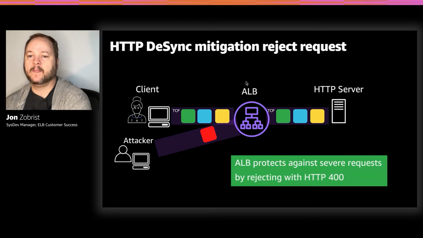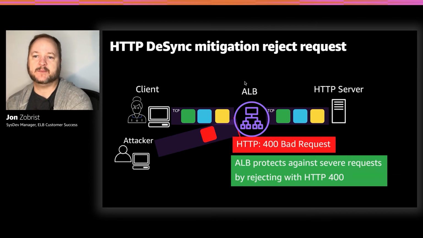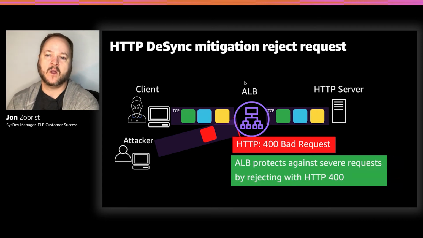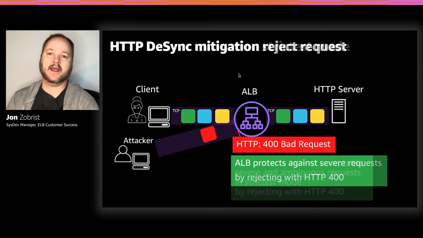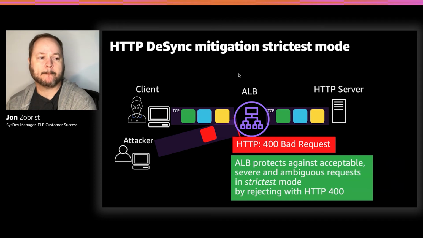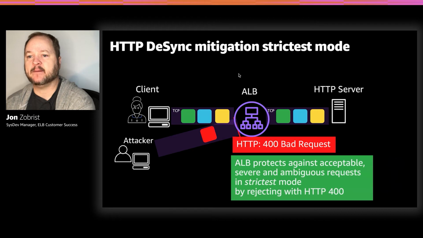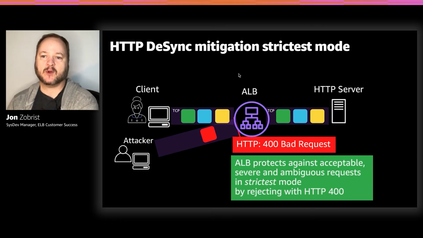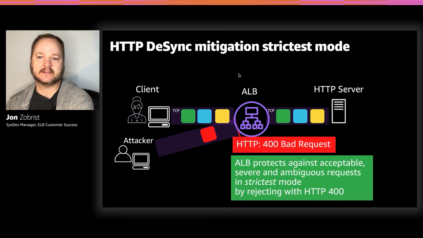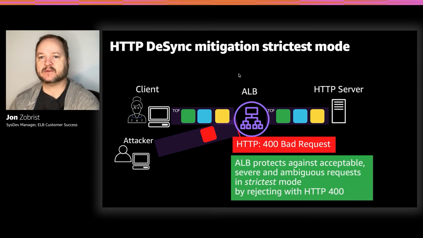In default mode, we reject severe attacks with an HTTP 400. So in this case, we don't even let the request in to the load balancer. We're returning a 400 to the attacker. The client requests are never affected or changed, and we'll emit a 400 error metric for that. So we protect against acceptable and severe requests and ambiguous requests in strictest mode by rejecting all of those with 400. So even if it's an acceptable request, if you enable strictest mode, what you're telling us is, I don't want anything that isn't 100% RFC compliant.